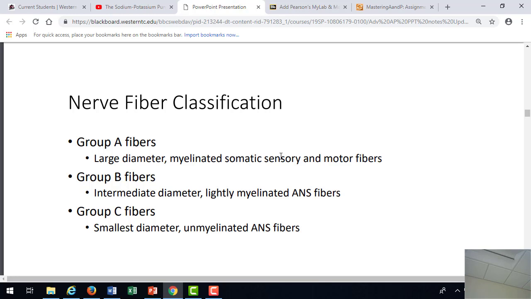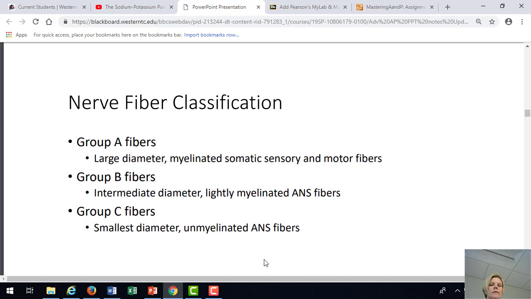And then the group B and C fibers, these are autonomic nervous system fibers. So ANS means autonomic nervous system fibers. And what do those fibers supply? What parts? Okay, what type of cells? Yeah, cardiac muscle, smooth muscle, glands, endocrine glands. So group C and group B fibers are serving those areas.